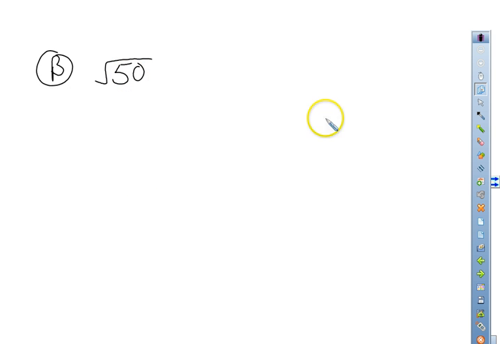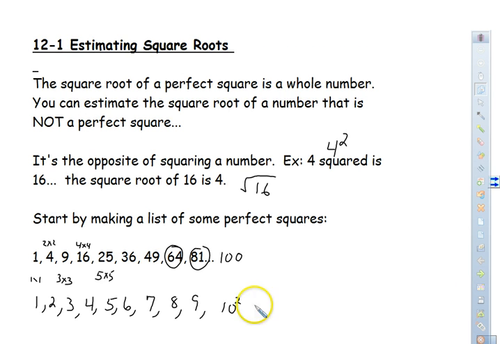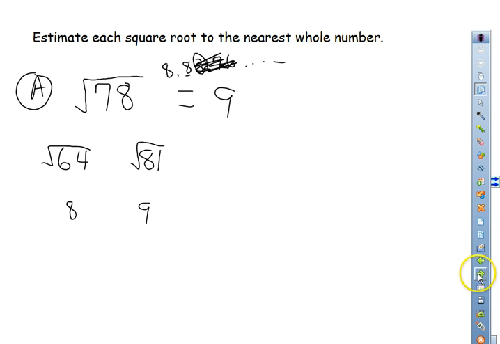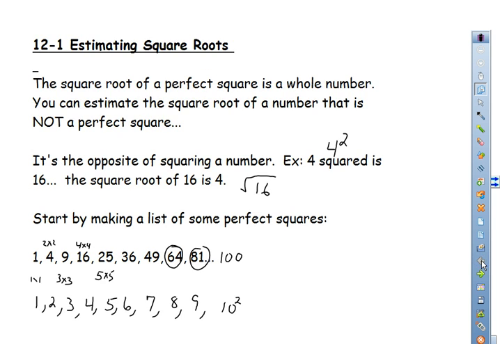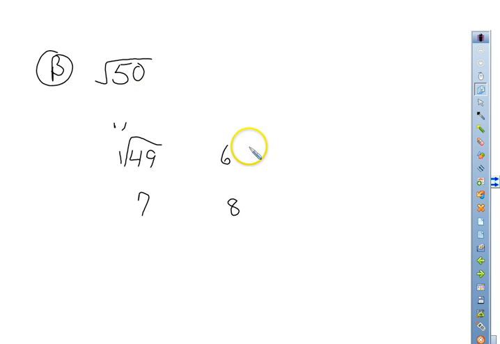Alright, so we have 50, and if we go back to our list, we would see that 50 lands between 49 and 64. The square root of 49 is 7, and the square root of 64 is 8, since 8 times 8 is 64. Some of you will want to refer back to all of this information.